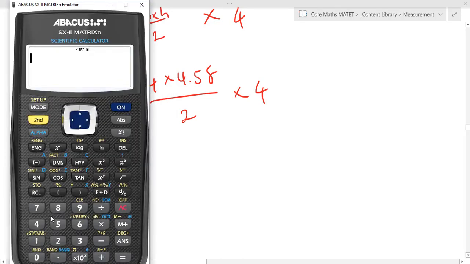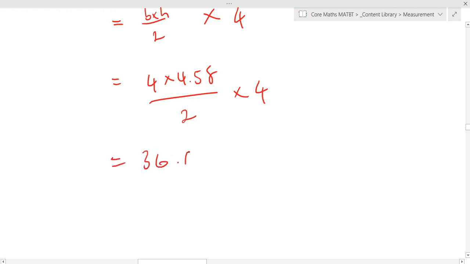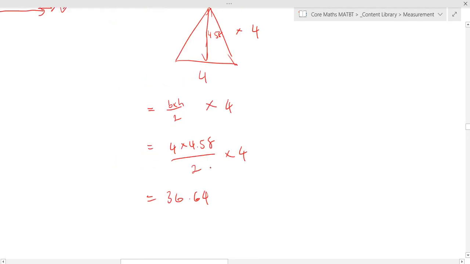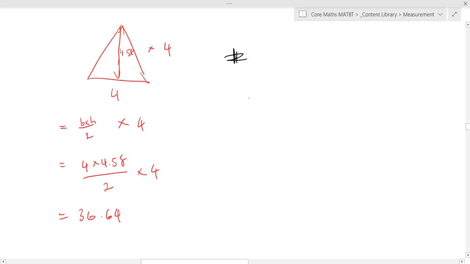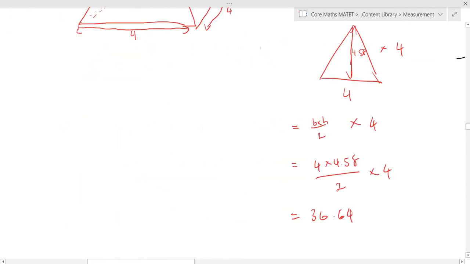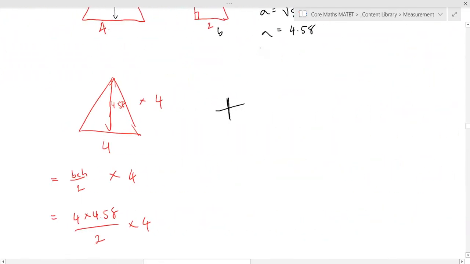But you do use it to find that missing length. So 4 times 4.58. And then divide that by 2. And then times it by 4. So that equals 36.64. That's for all the triangles. Now we add that to the bottom side, which is basically just a square, so 4 by 4. So it's going to be length times length, which is 4 times 4, and that equals 16.